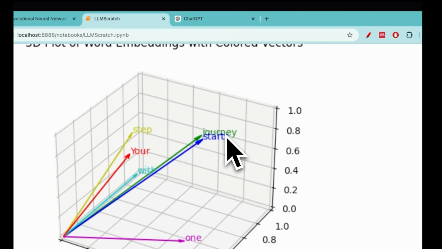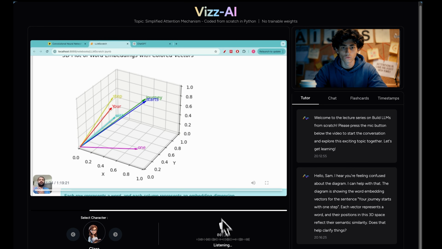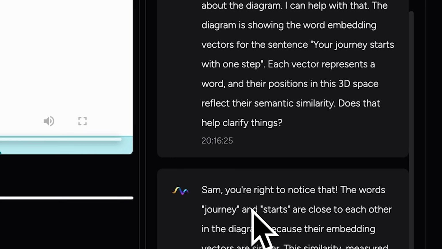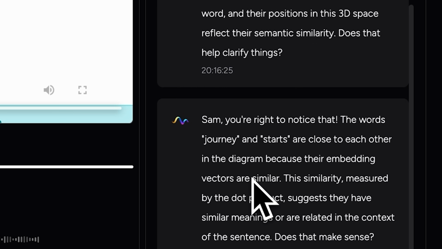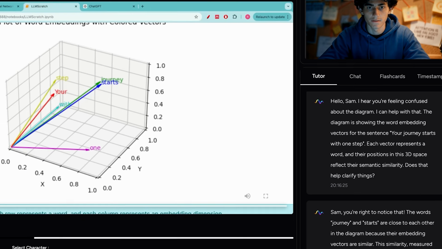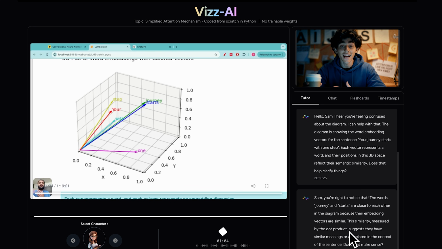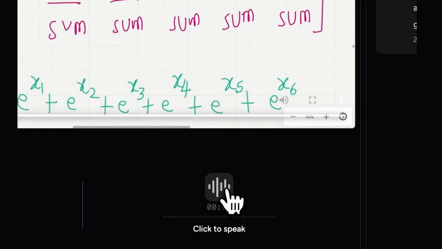All right, but I want to understand this better. What makes the words journey and start appear so close to each other in this embedding visualization? Sam, you're right to notice that. The words journey and starts are close to each other in the diagram because their embedding vectors are similar. This similarity, measured by the dot product, suggests they have similar meanings or are related in the context of the sentence. Does that make sense? Got it, thanks. That makes sense.